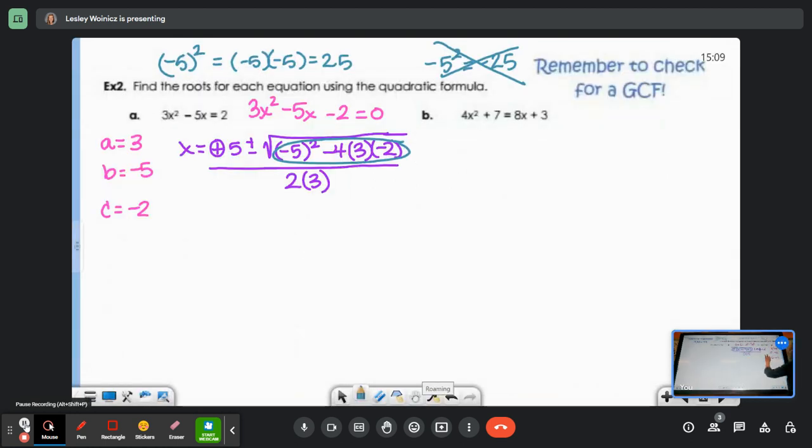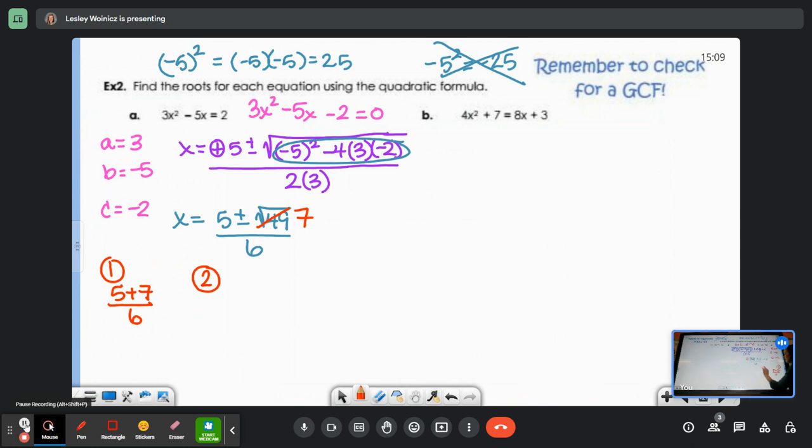Okay, so this whole thing turns into x equals a positive 5 plus or minus the square root of 49, the whole thing over 2 times 3 is 6. What is square root of 49? It is 7. So now we're going to get two solutions. The first one is 5 plus 7 all over 6. Solution number 2 is 5 minus 7 all over 6.